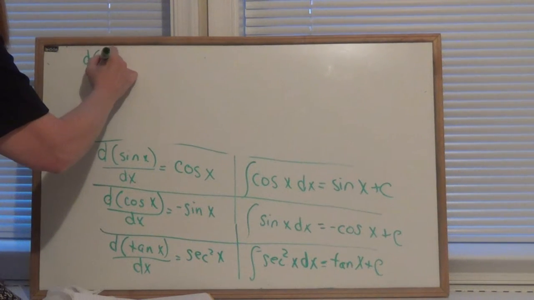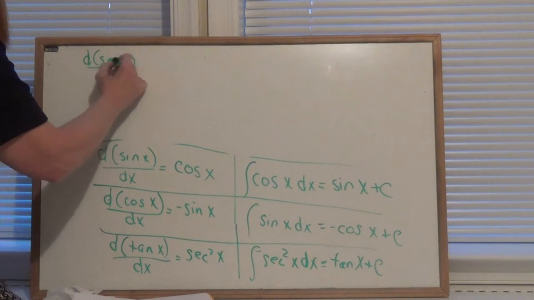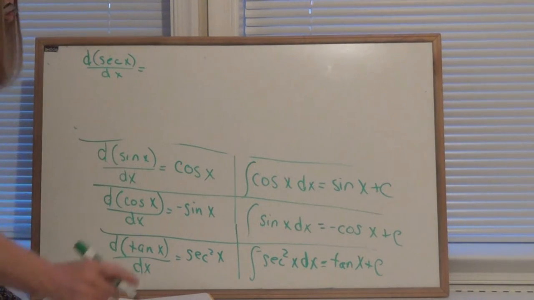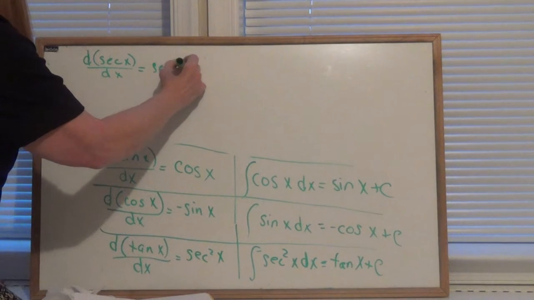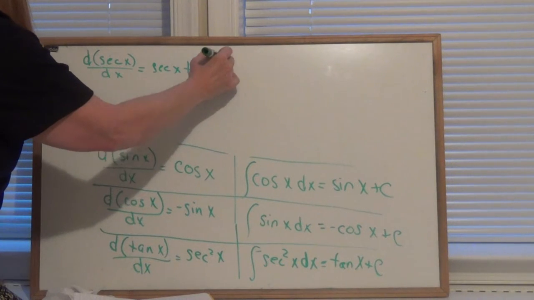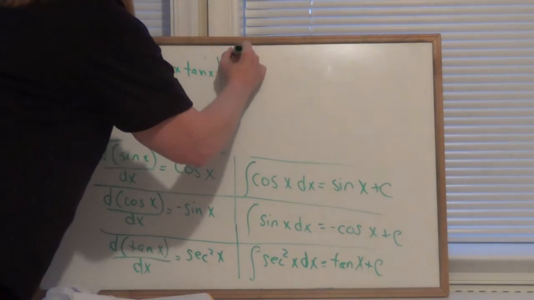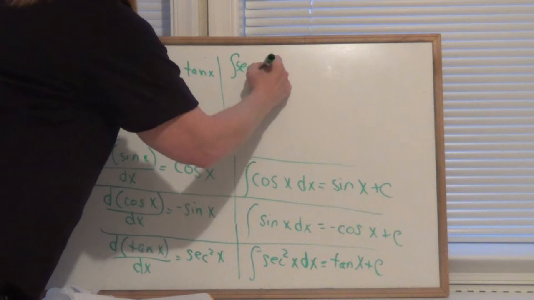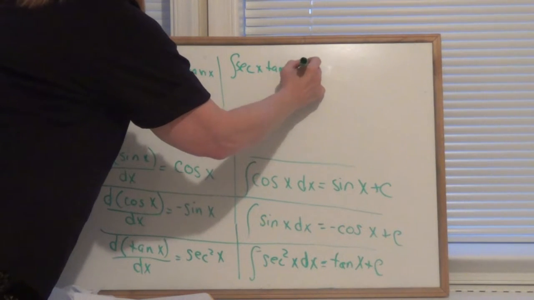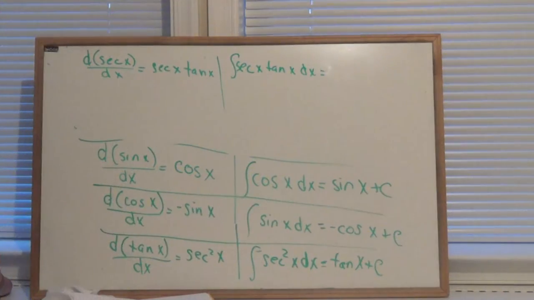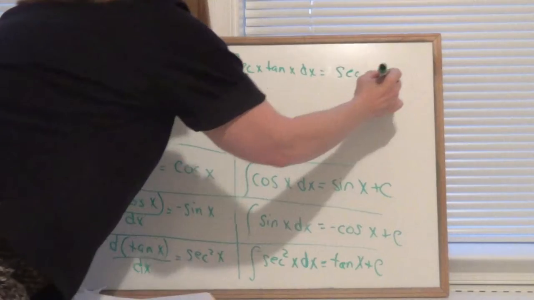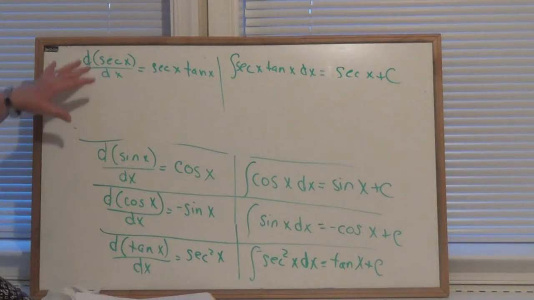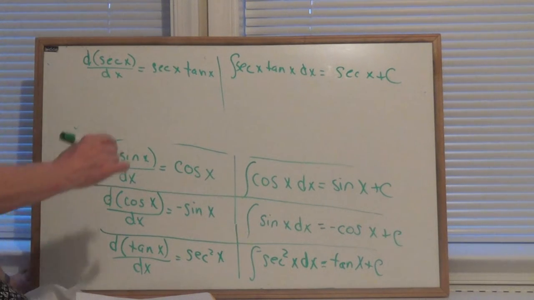The derivative of secant x dx is, I'm interested to know if this is familiar to you, secant x tan x. So the integral of secant tan is secant. These are some relationships that if they aren't memorized yet, you should commit those to memory.